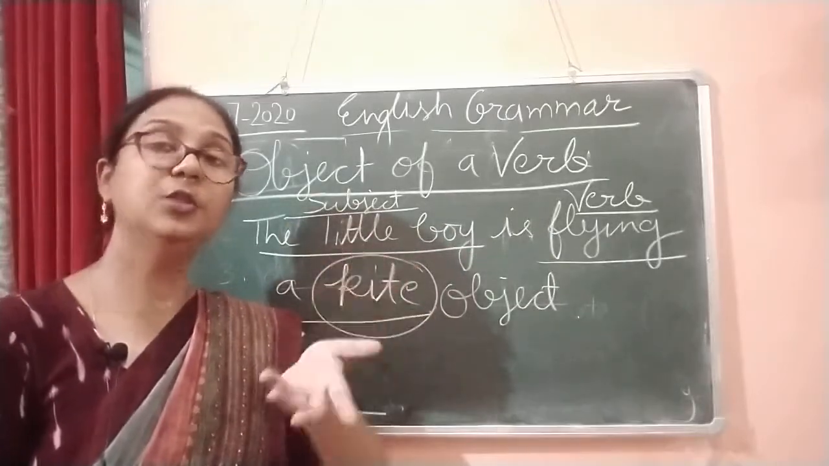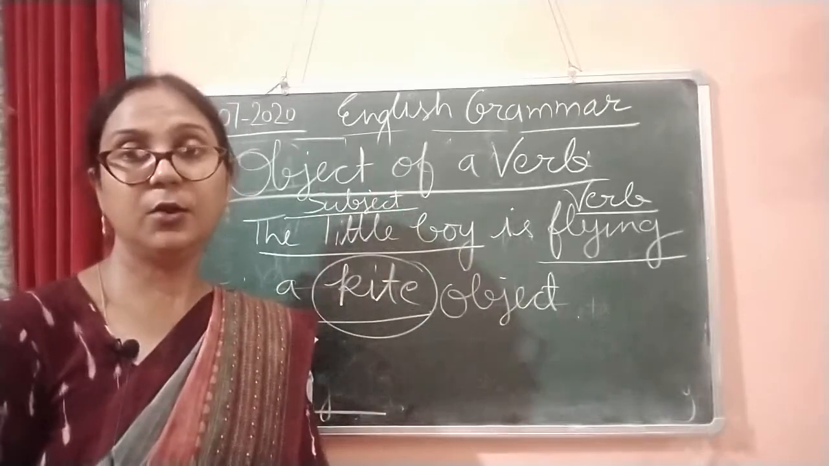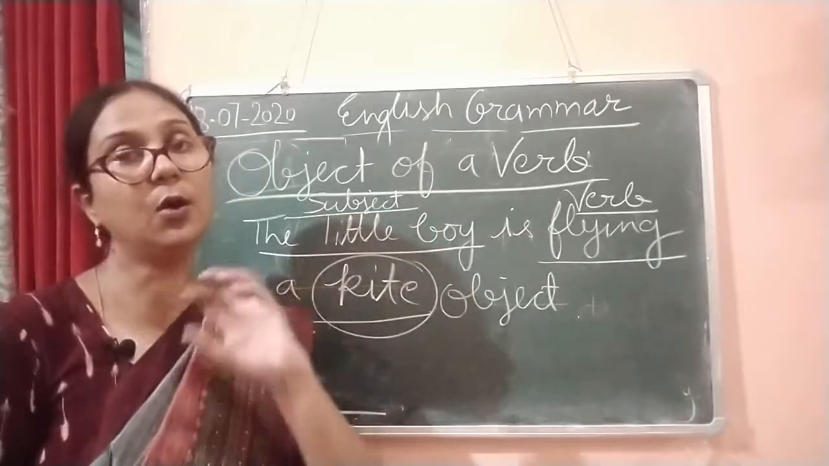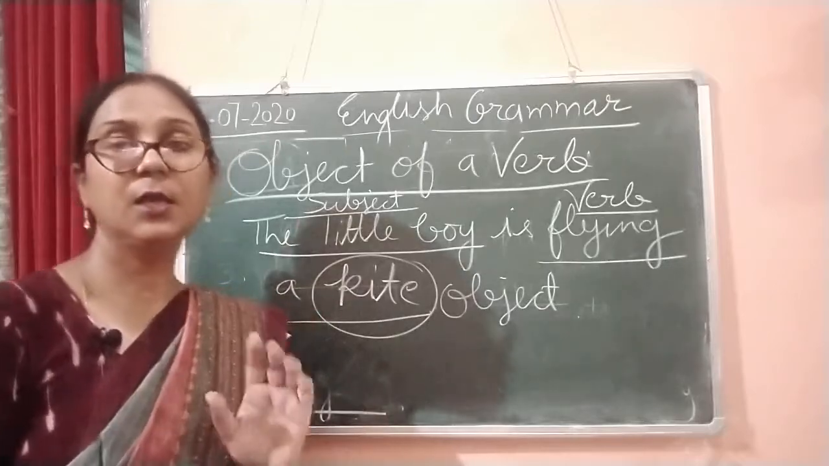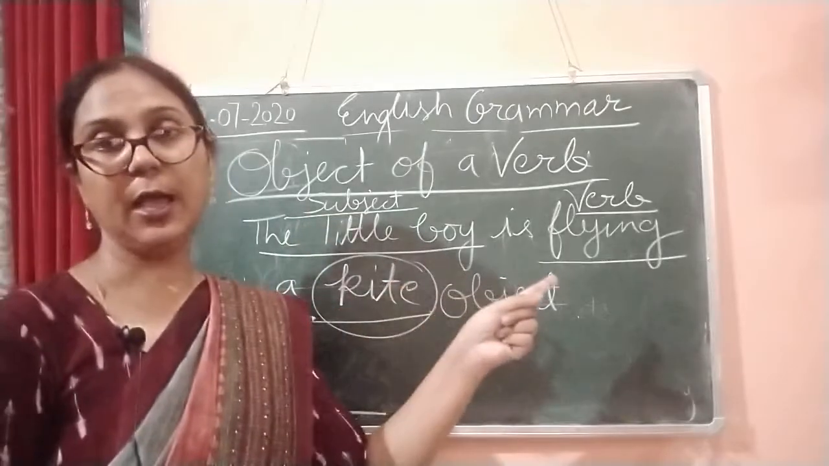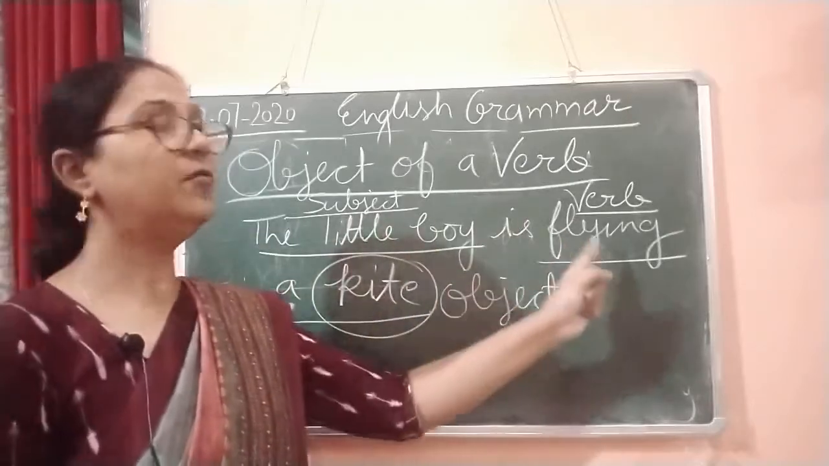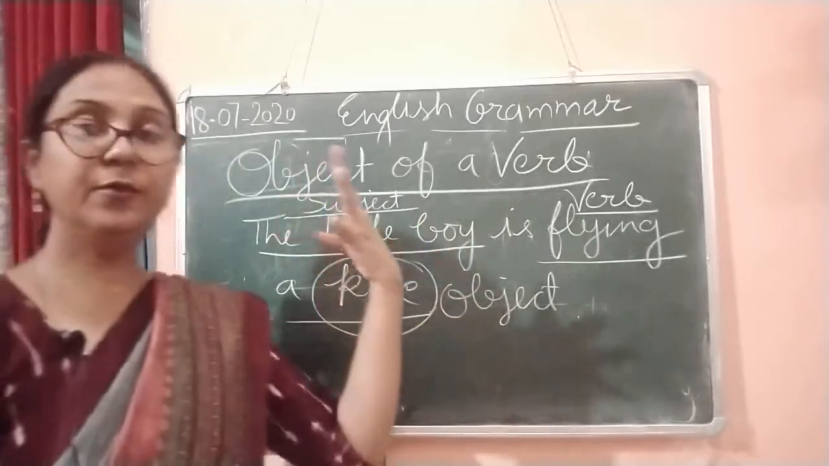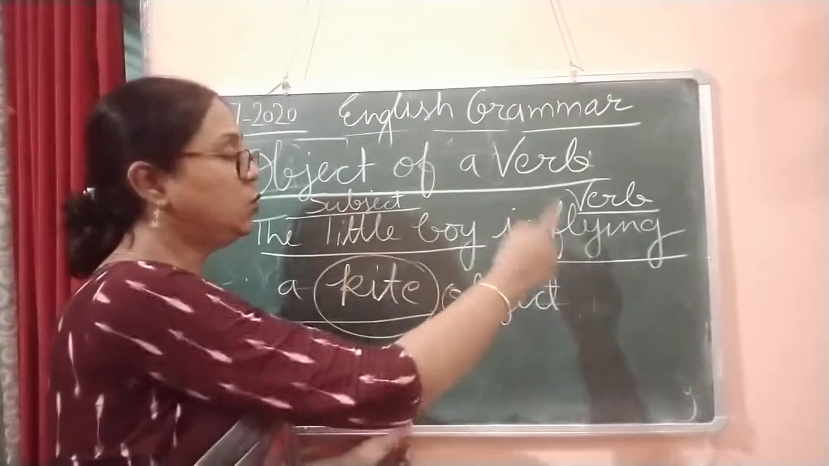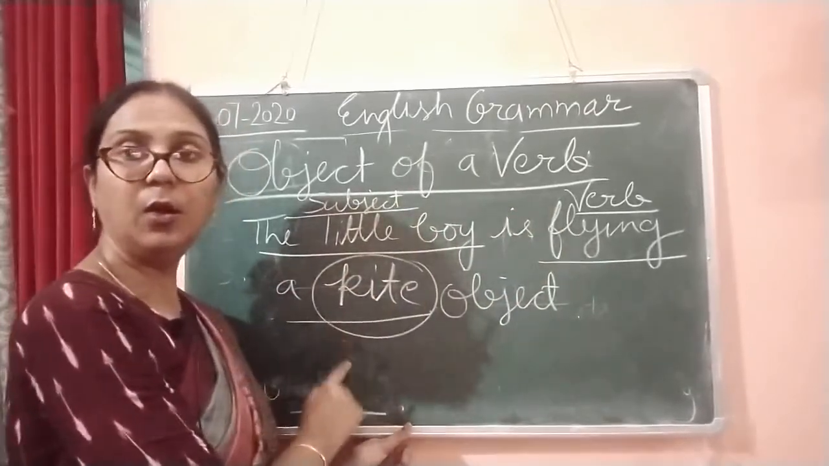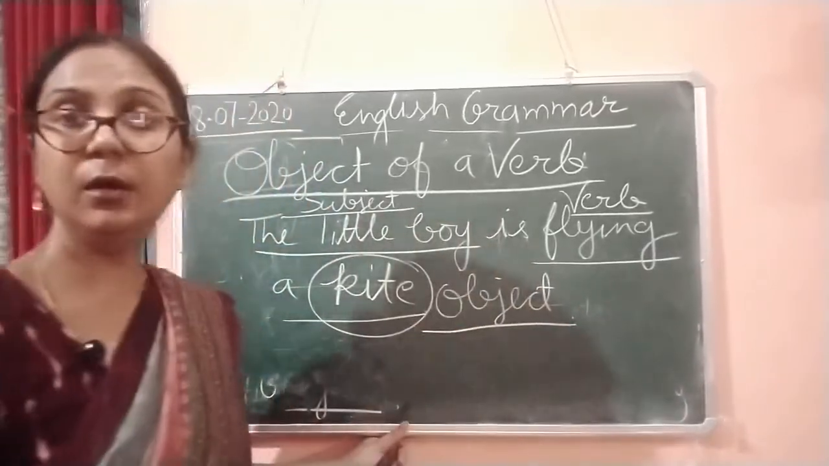little boy jumping. This way we can't find an object because the work is not going on a particular object, because the object is not there. So in this sentence you can see over here the little boy is the subject and then flying is the verb, and on which object the doer is doing his work? On which object? Kite. So this is called object of a verb.